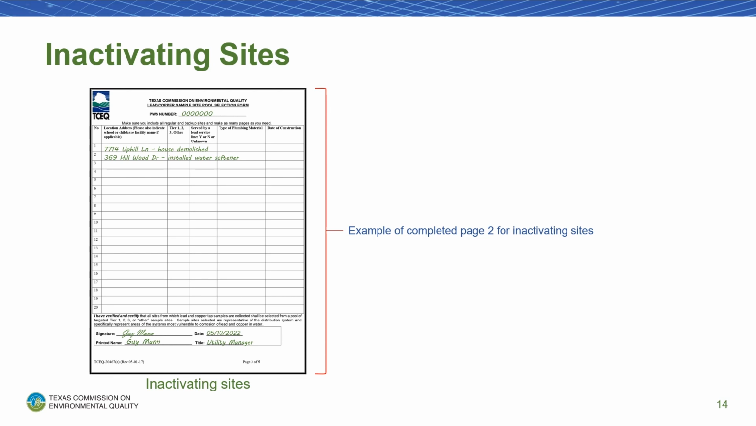To inactivate a site, you'll include pages 1 and 2 of the form. On page 1, you'll only need to complete the contact information section. On page 2, write the address of the site you'd like to inactivate, and then a short explanation of the reason, as shown on the slide.